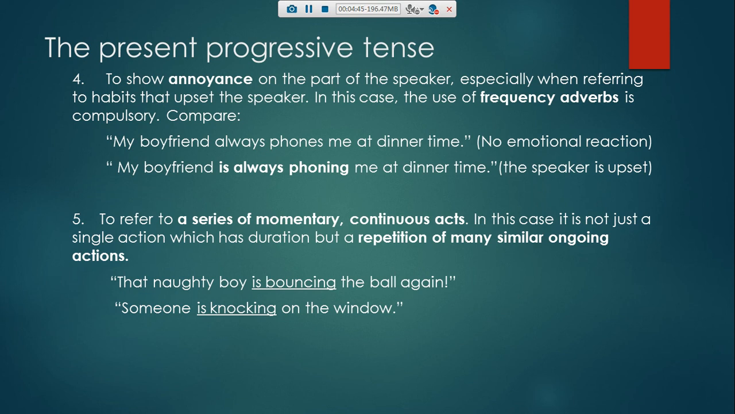Number 5, to refer to a series of momentary, continuous acts. In this case, it is not just a single action which has duration, but a repetition of many similar ongoing actions. That naughty boy is bouncing the ball again. Or someone is knocking on the window. It's not simply one long knock, but many knocks, a repetition of this action. It's not just one knock, but many.